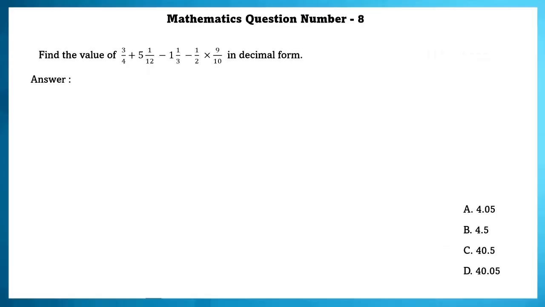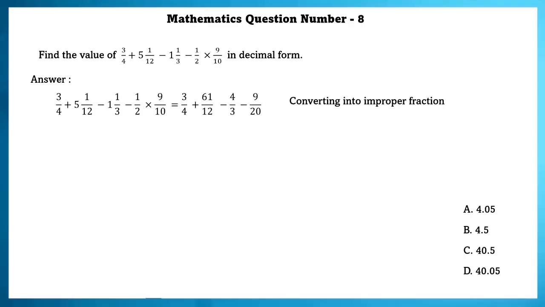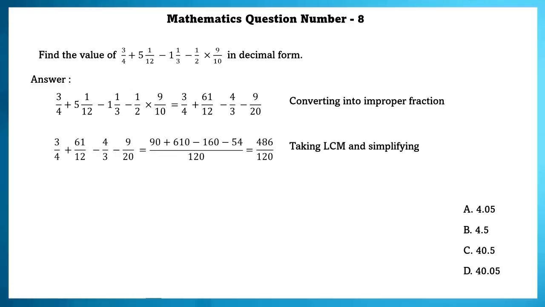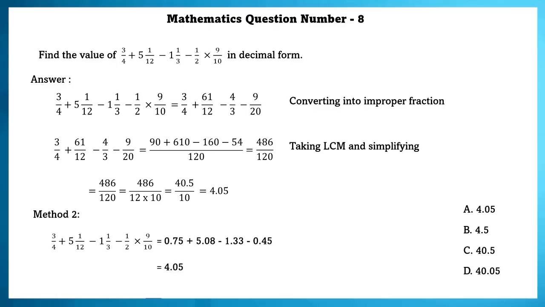Mathematics question number 8. Find the value of this equation in decimal form. First, we can take this and convert each and every fraction into an improper fraction. Taking LCM and simplifying, we can get the value as 4.05. Now in method 2, we can convert all the given values into decimal forms and then we can add it. We'll get the answer as 4.05.